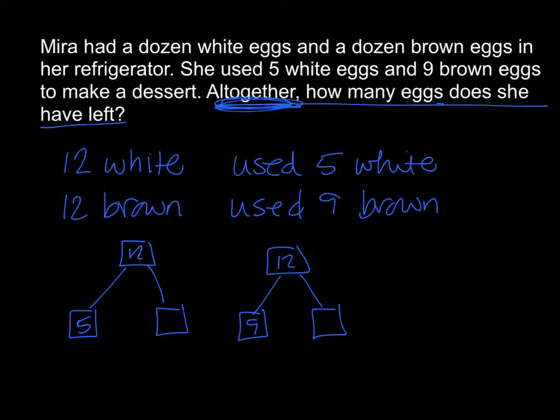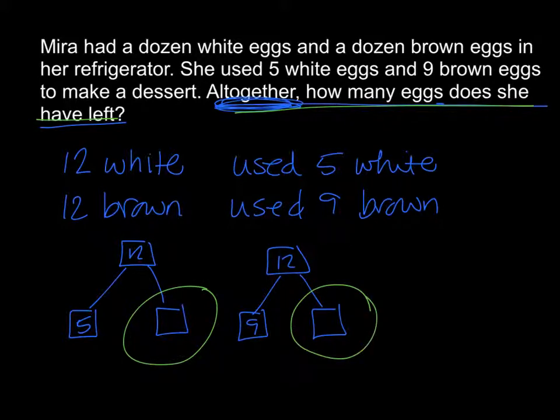Okay. Now, for our question, it says, altogether, how many eggs does she have left? Well, we want to take all the white eggs and all the brown eggs and put them together, right? Because we want to know all together, which means adding. So we're going to take these and add them together to figure out how many we have all together.